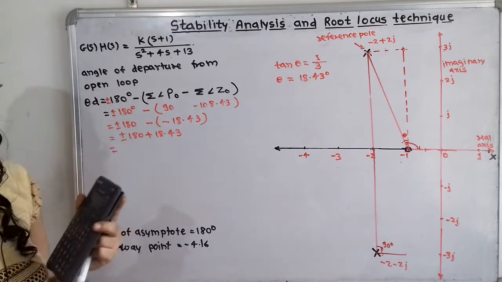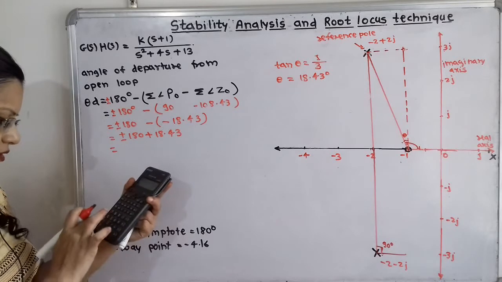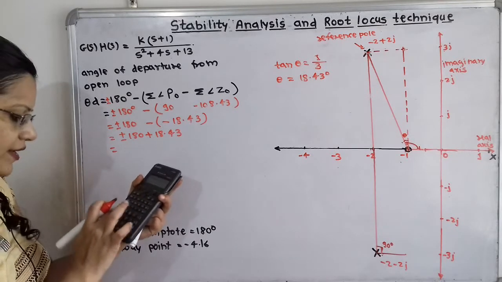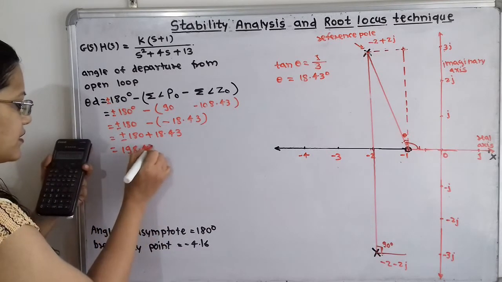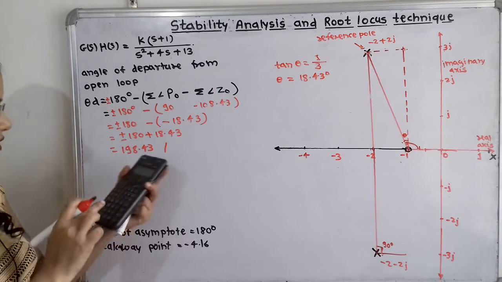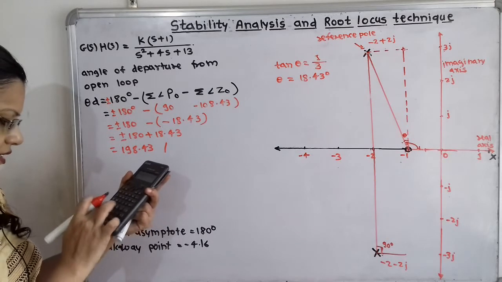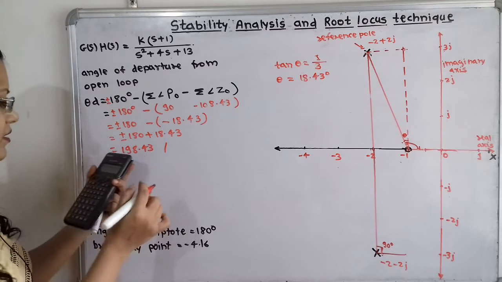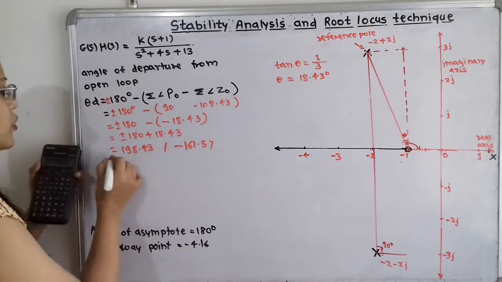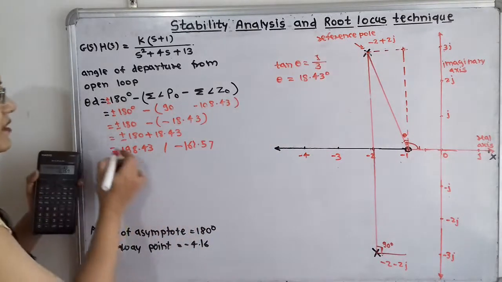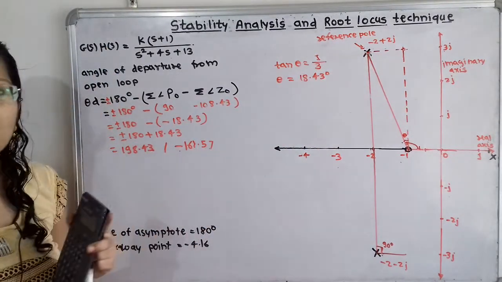Now we will use first the plus sign. 180 plus 18.43, the answer is 198.43. Then we will use the minus sign. Minus 180 plus 18.43 gives minus 161.57. So at this reference pole, the angle is either 198.43 or minus 161.57.